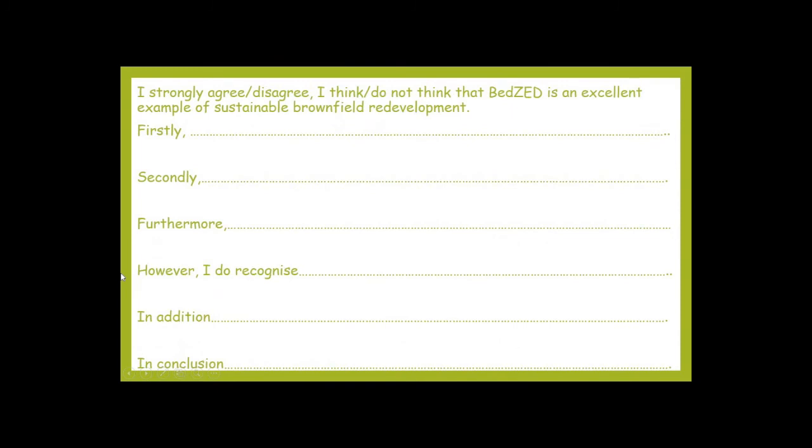And then you can use this writing frame to get you going. So either say, I strongly agree, I think that BedZ is an excellent example of sustainable brownfield redevelopment, or I strongly disagree. I do not think that BedZ is an excellent example of sustainable brownfield redevelopment. Firstly, secondly, furthermore. So there's your 3 well-elaborated reasons that back up why you think what you think. However, here's your 2 well-elaborated reasons that recognise the opposite, and then a short conclusion. Pause the video here a minute and give it a go. It's an 8 marker. So I would suggest if you're writing more than a page in your book, you're probably waffling. Give it a go.